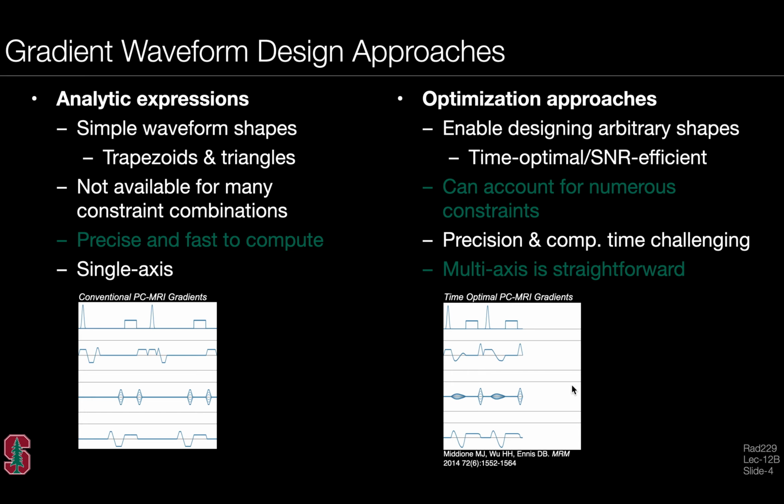However, the precision and the computational time required to execute these approaches both remain challenging, but multi-axis solutions are relatively straightforward. So in this example on the bottom here, this is a time-optimal phase contrast MRI sequence that was designed using numerical optimization approaches. And you can see that many of the waveforms end up being non-trapezoids and non-triangles, and that is a result of scanning up to the limits of the available gradient hardware while doing so in a time-efficient manner. And so you can see that the gradient waveforms overall are substantially faster and don't take as long to play as the similarly designed analytic trapezoidal and triangular gradient waveforms.